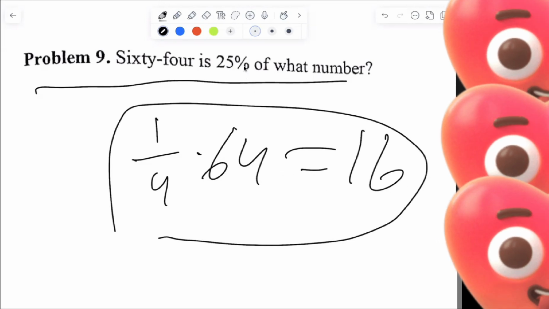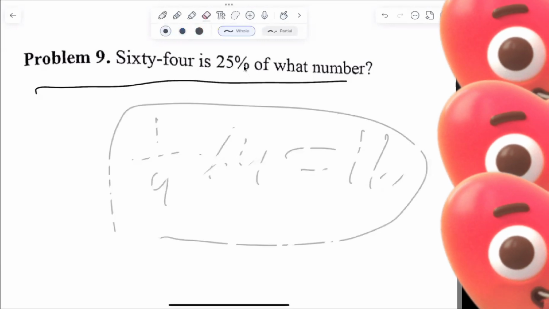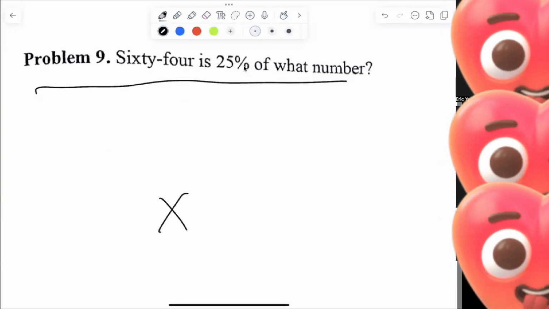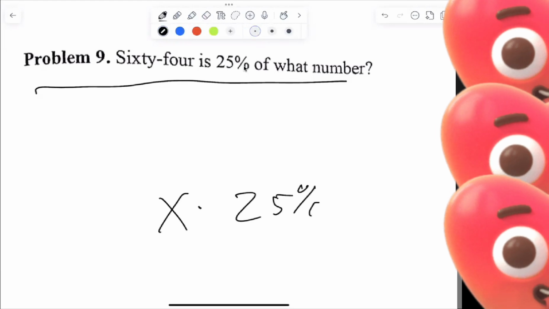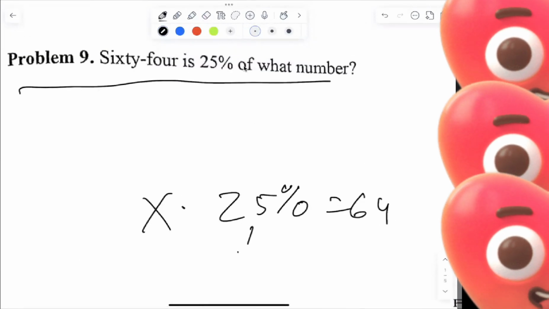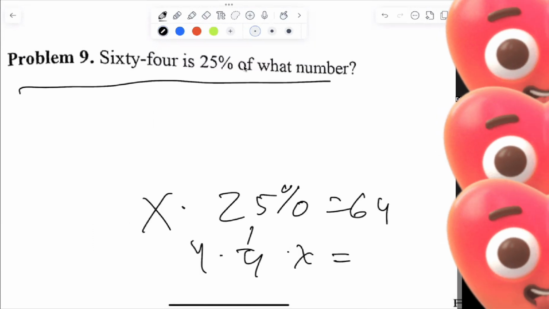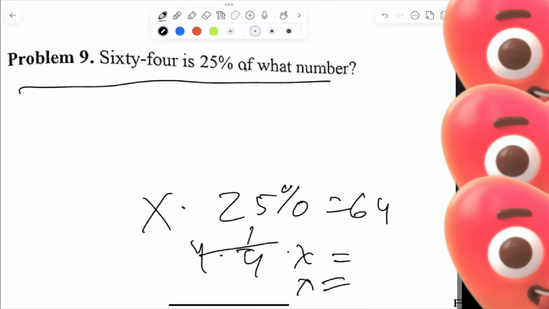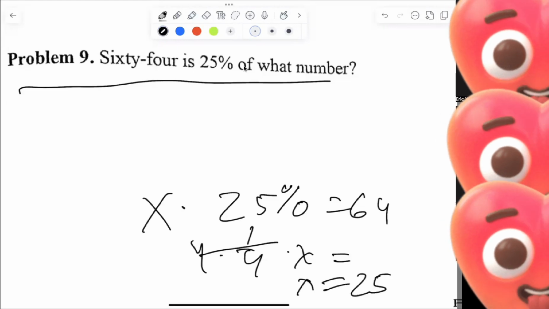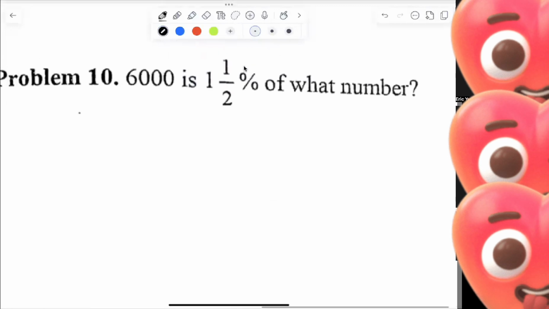So basically, what we have to do is notice that it says 64 is 25% of what number? So let's say it's x times 25% is equal to 64. Now we know that 25% is 1/4, so we just need to multiply by 4 on both sides to get rid of the 1/4 and get x is equal to 256.